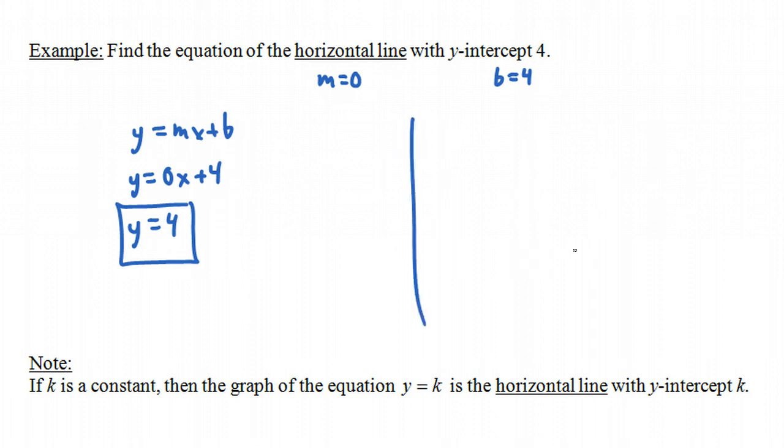Now that might sound a little strange, but let's suppose we have, here's our x and y axes. There's 1, 2, 3, 4.